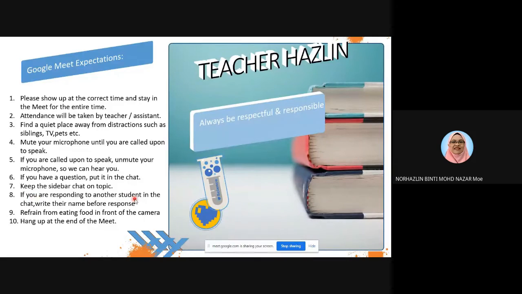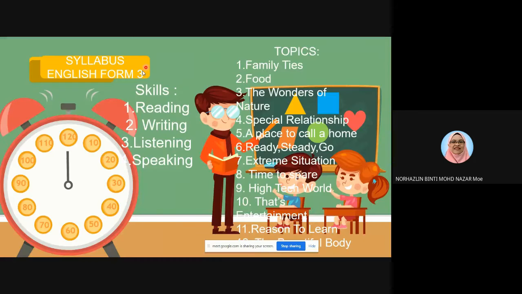If you are responding to another student in the chat, write their name before the response. Refrain from eating food in front of the camera. Okay, hang up at the end of the meet. Okay, next. Okay, so here are the topics that you're going to study.